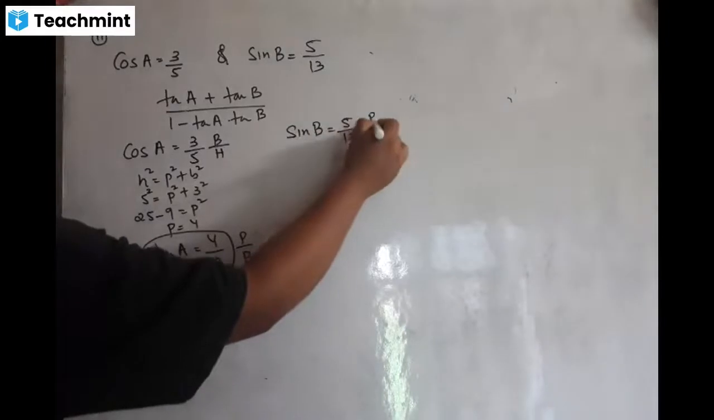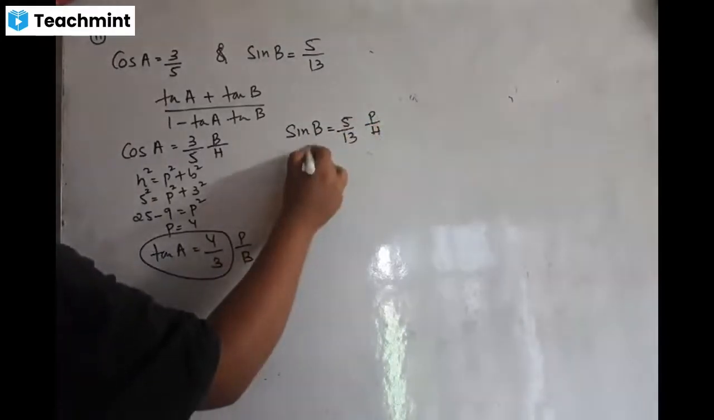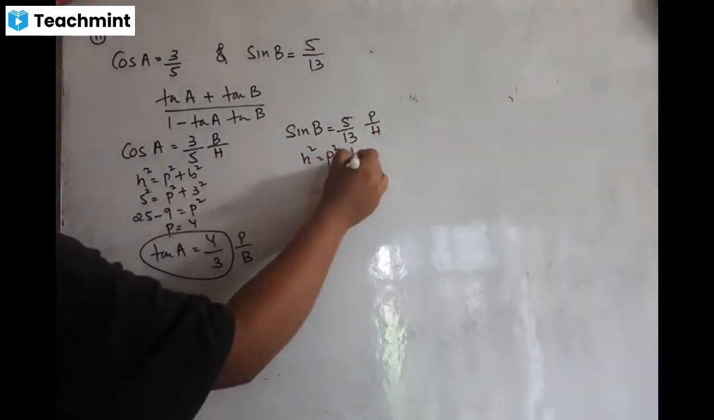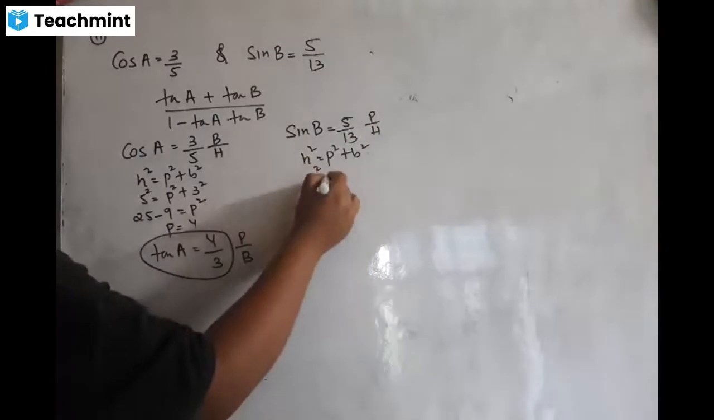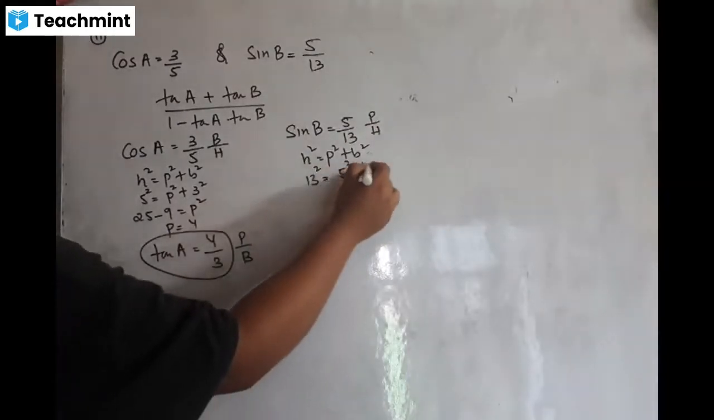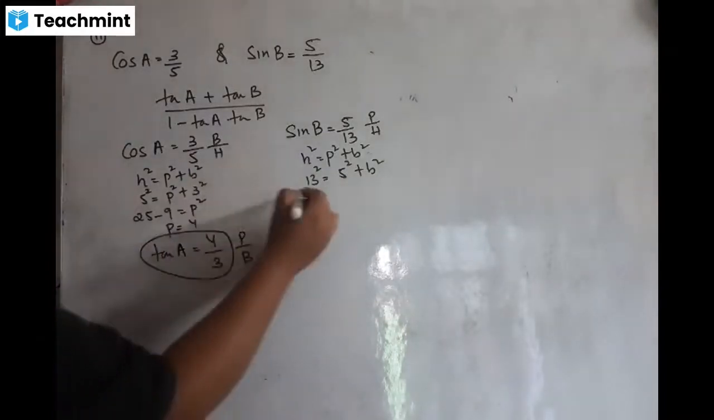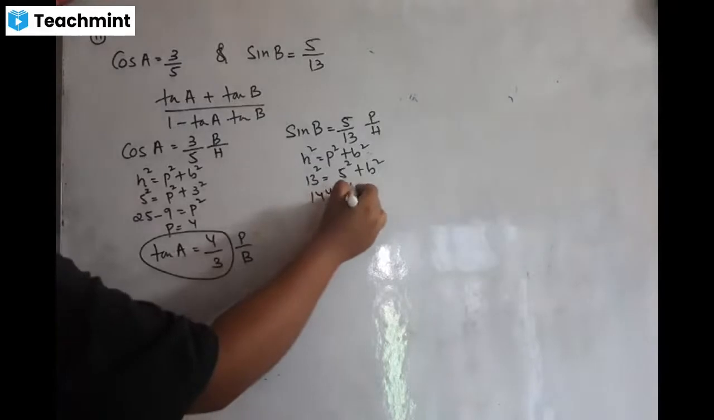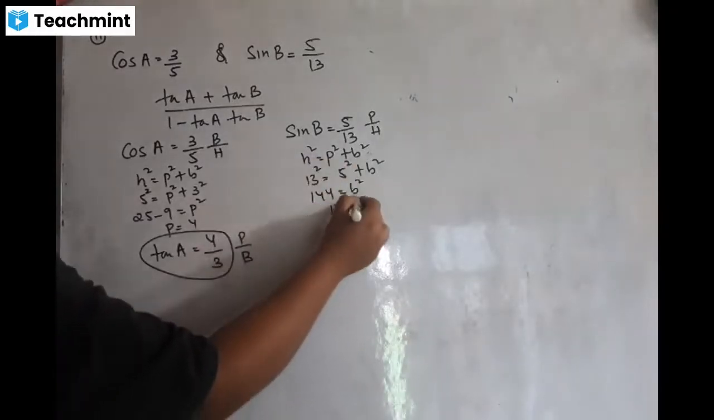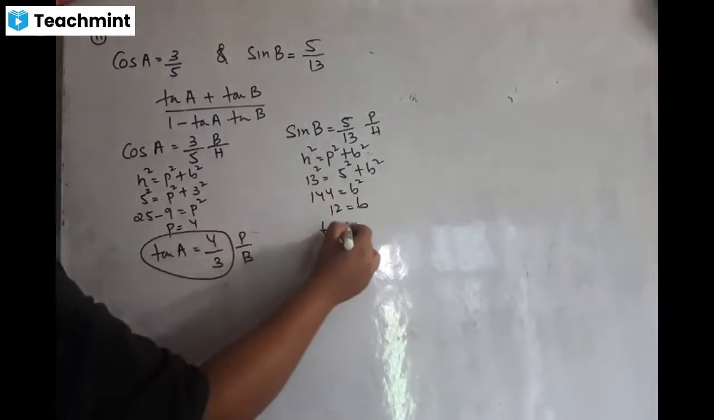So hypotenuse square equals perpendicular square plus base square. Hypotenuse is 13 square, perpendicular is 5 square, and base square. 13 square is 169, 5 square is 25. So this side becomes 144. Square comes, then becomes root. So base is 12. So what is tan B?